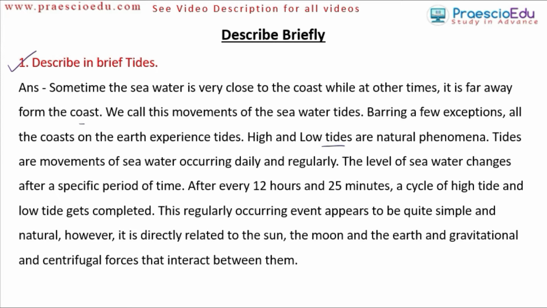High and low tides are natural phenomena. Tides are movement of sea water occurring daily and regularly. The level of sea water changes after a specific period of time. After every 12 hours, 25 minutes, a cycle of high tide and low tide gets completed. This regularly occurring event appears to be quite simple and natural. However, it is directly related to the sun, the moon and the earth, and gravitational and centrifugal forces that interact between them.